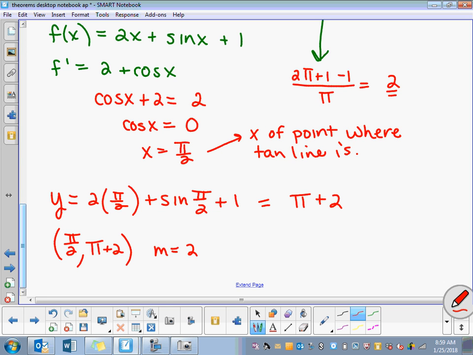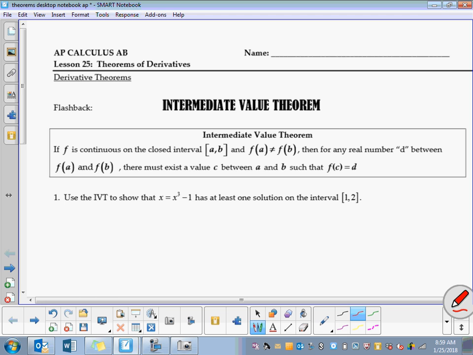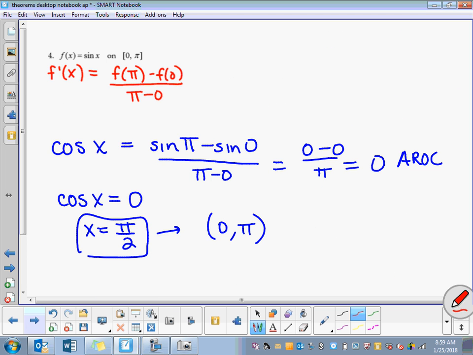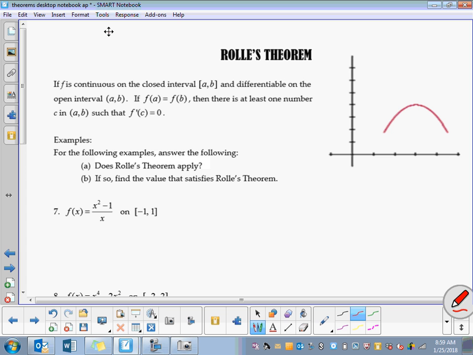I mean, that's basically what we said. It's like where we are, the slope is 2, and we're just going to write the full equation with the line. So y minus the quantity pi plus 2 equals 2 times x minus pi over 2. And tangent lines are never going away. Tangent line equations, a big application for us. Alright, so that's the end of the mean value theorem part.